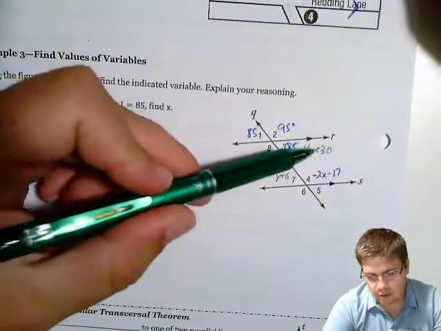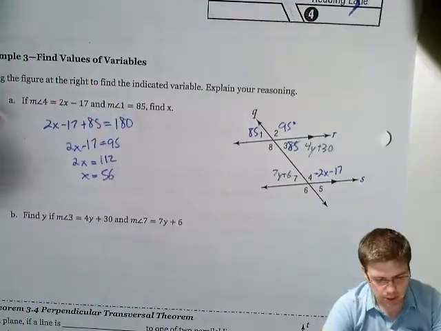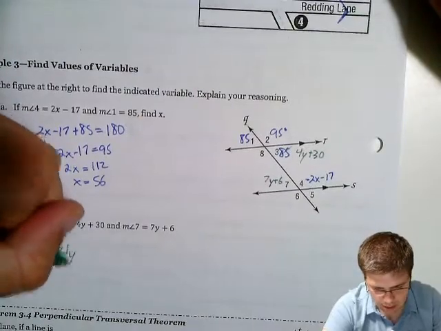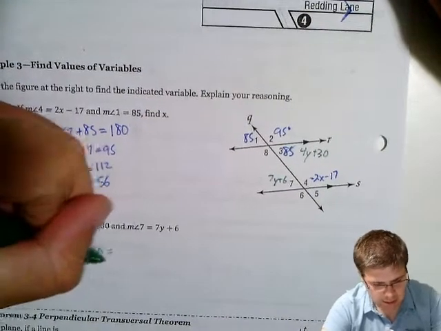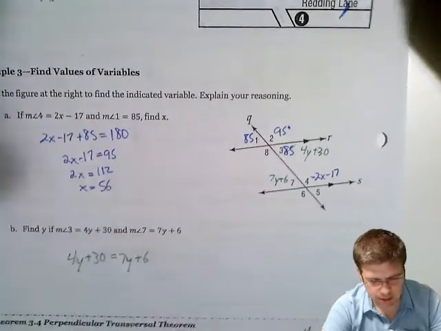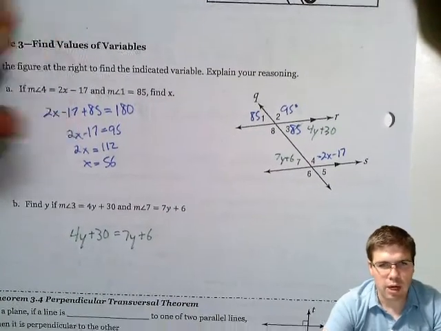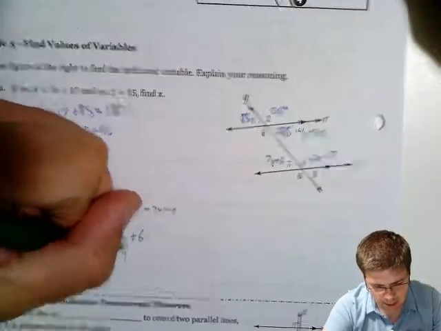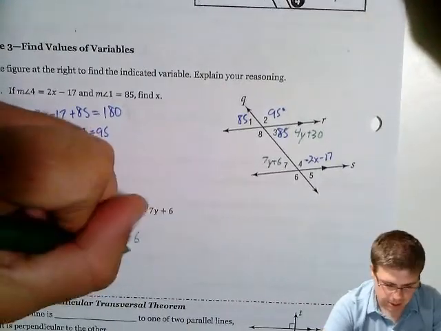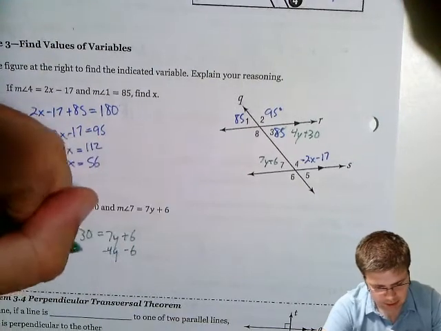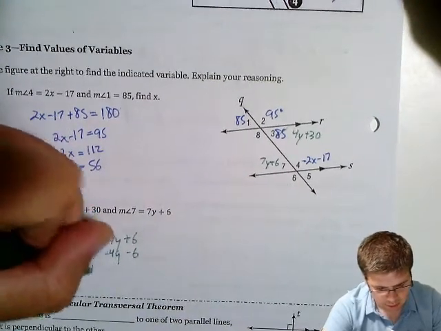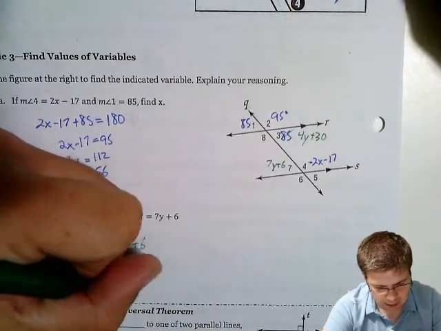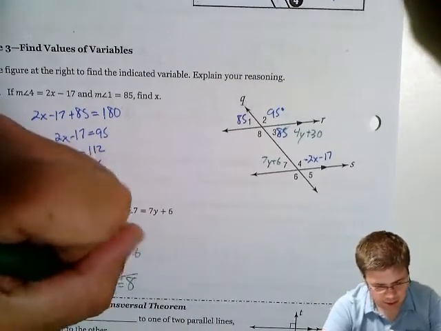So what we've got here are alternate interior angles. We can set those measures equal to each other. So 4y plus 30 is equal to 7y plus 6. At this point, we can find y by solving this. So subtract 4y from both sides, and minus 6 on both sides. I get 24 is equal to 3y. Divided by 3, we get y is 8. And that would be our solution to that one.